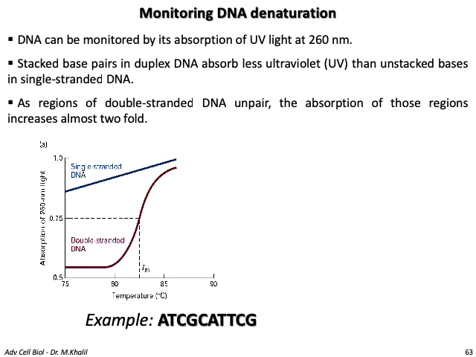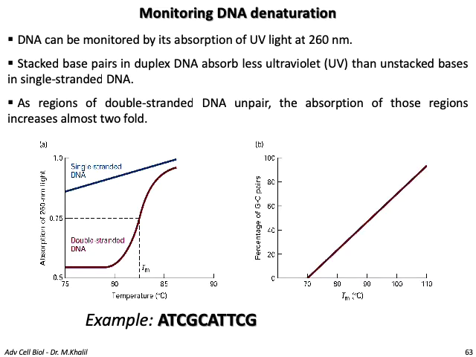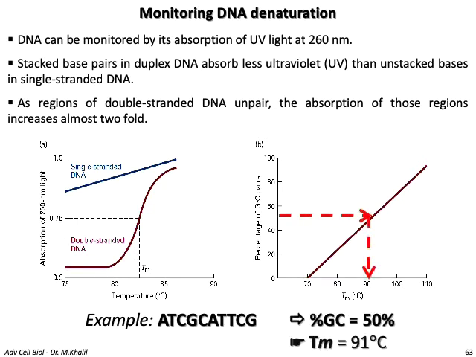For example, if we have this sequence of nucleotides and we want to calculate how much temperature I need to separate this DNA molecule, we need to calculate the percentage of GC. If you calculate it, it's around 50%. That means you count the GCs, you will find 5 GCs over 10 total nucleotides, so it comes to 50%. And from the figure you can find it's around 91 degrees centigrade.